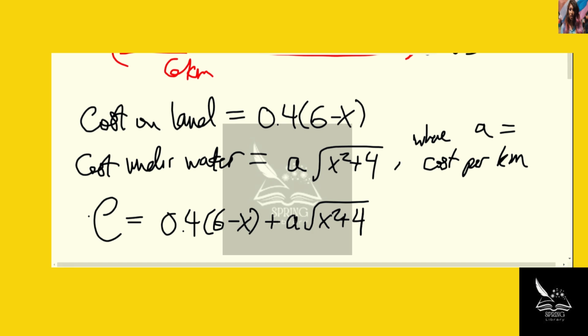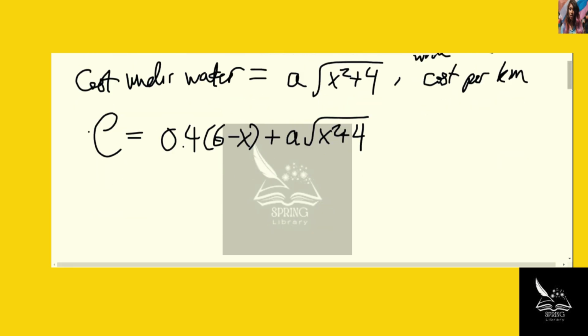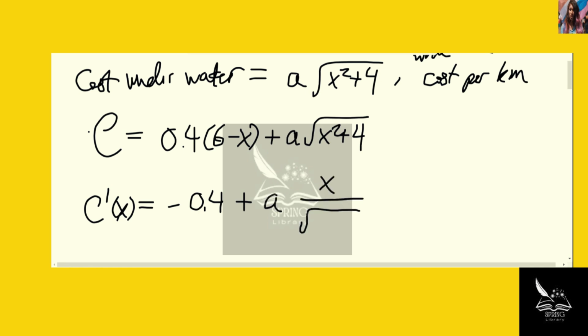Now, once again, to find the minimum cost, we want to differentiate our cost function, set it equal to 0 and solve for x. So we have C prime of x. We're just going to treat this as a function of x. This is negative 0.4 plus a times x over the square root of x squared plus 4. And we want to set this equal to 0.